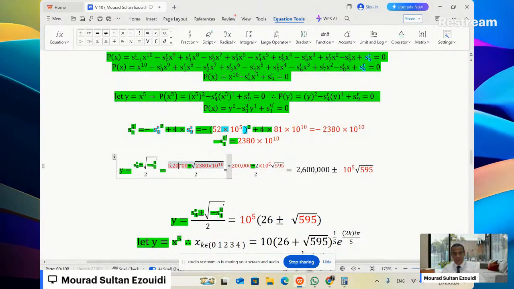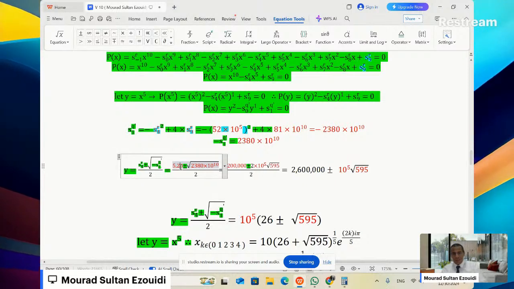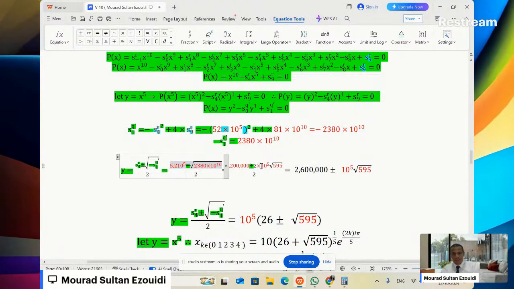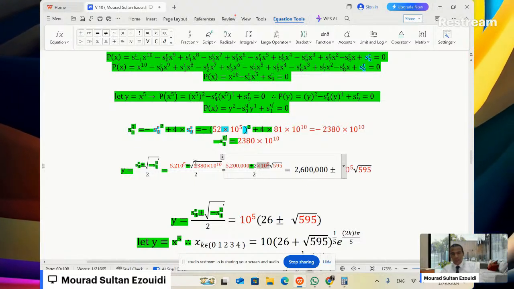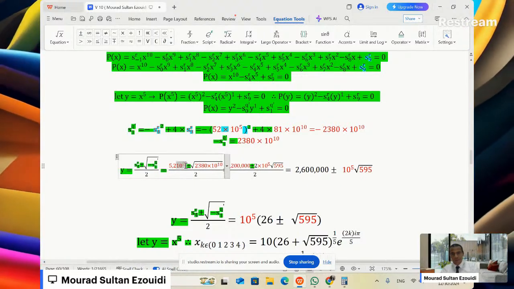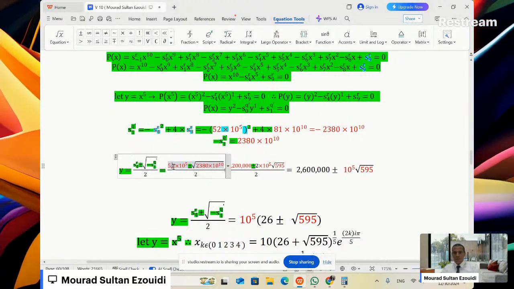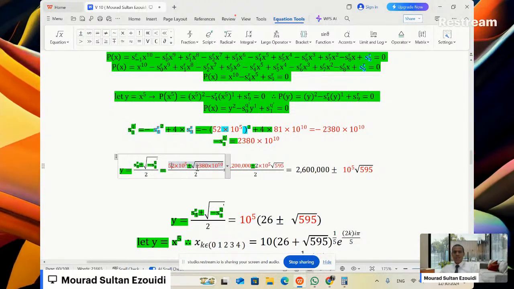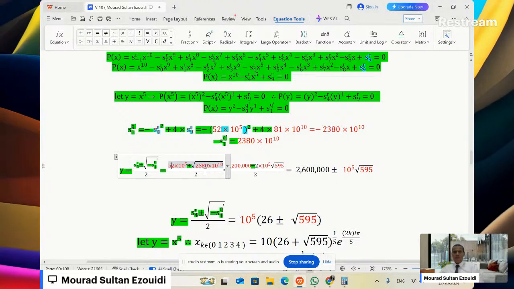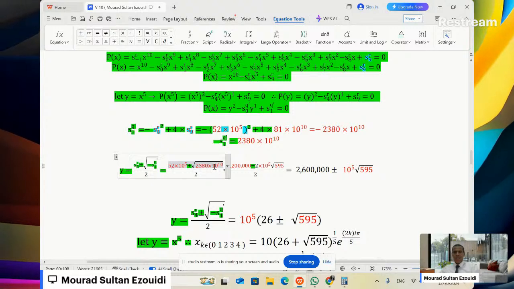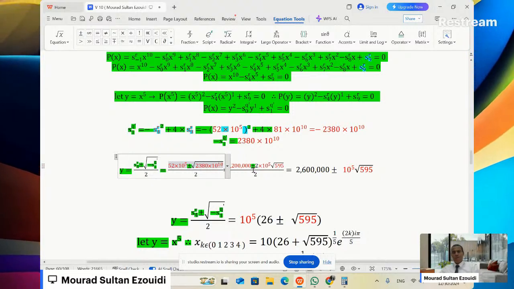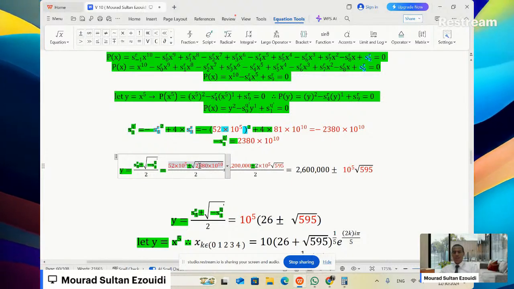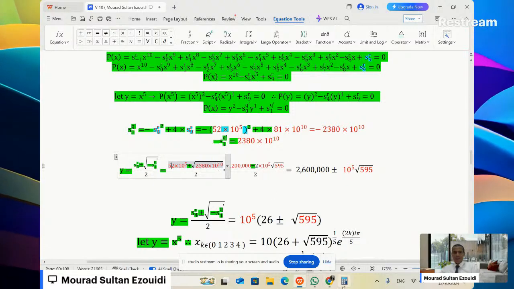Okay, I will plus this one. 52 times 10 raised to the power 5, plus negative 2380 times 10 raised to the power 10. 10 raised to the power 10 raised to the power half will be 10 raised to the power 5. And 2380 divided by 4, in fact, is 595.